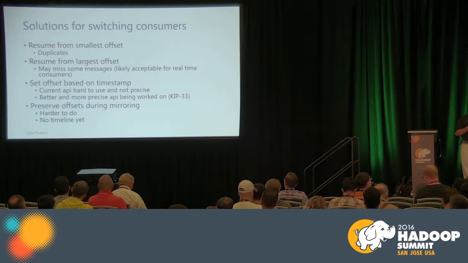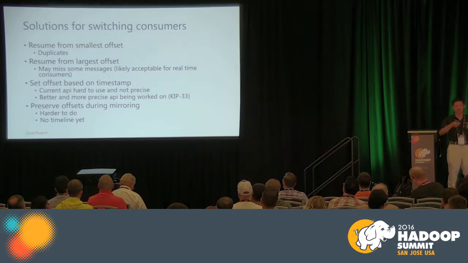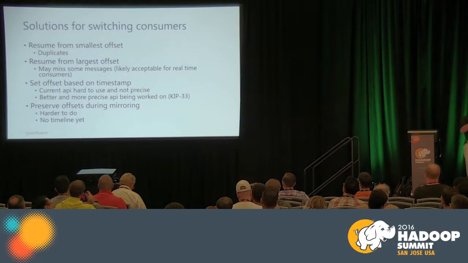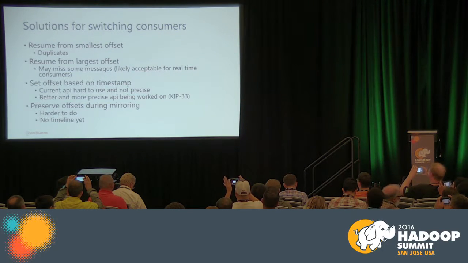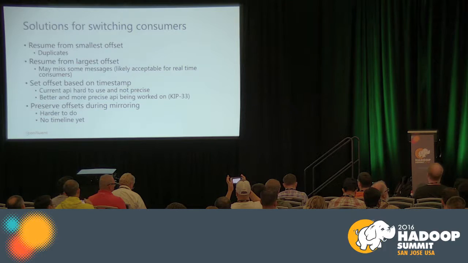The last option we can do is to bite the bullet and try to make sure that when we do the mirroring, we preserve the offsets. This is in theory doable, but you do need to add more logic on the server side to make sure that if you happen to send a duplicate message during a retry, we can at least recognize that and deal with it accordingly.